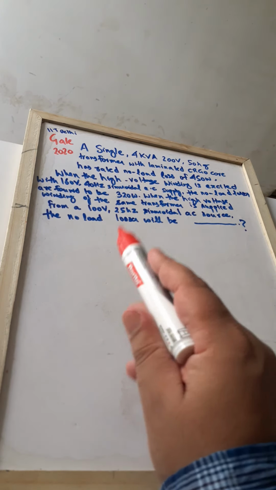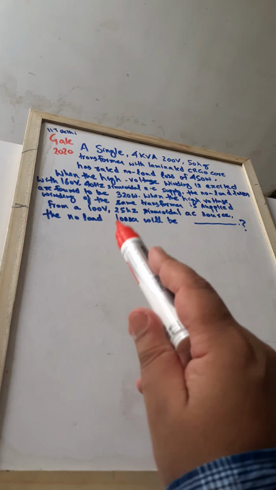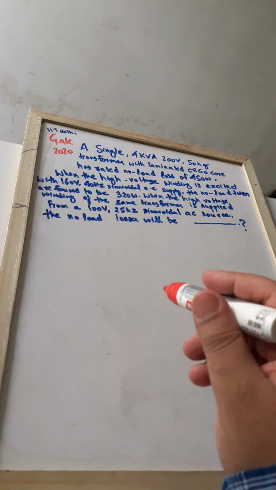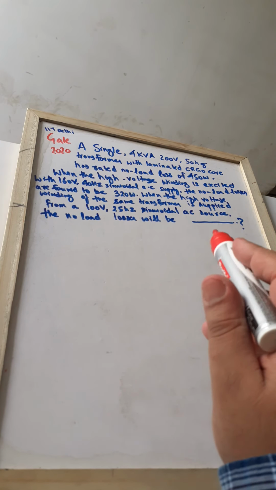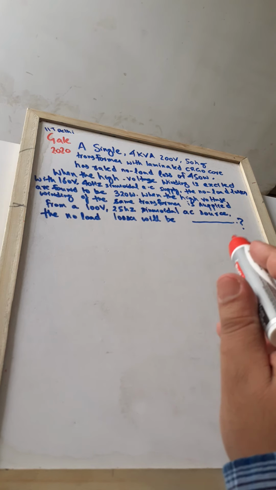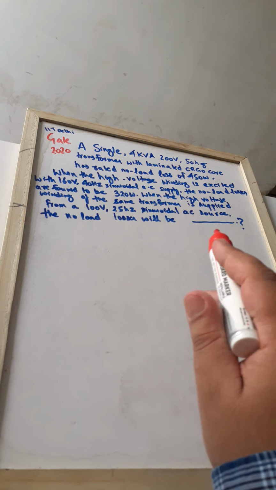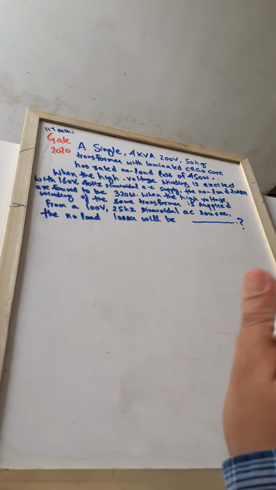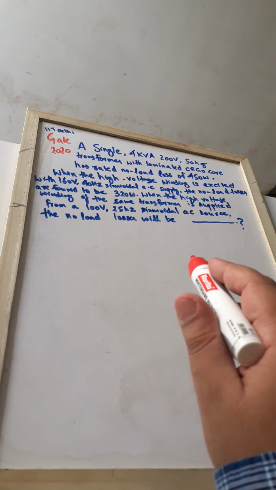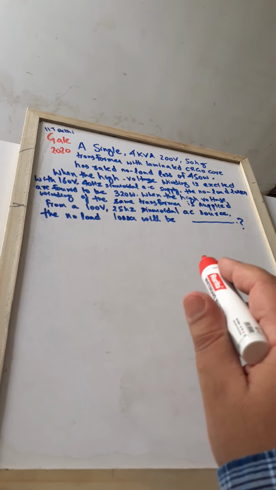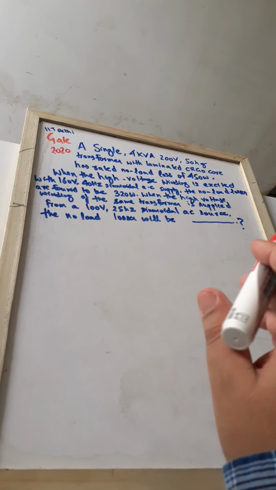We see a question has appeared in IIT Delhi GATE 2020, which was recently conducted. It reads: a single phase 4 kVA, 200 volt, 50 hertz transformer with laminated CRGO core has the rated no load loss of 440 watts. When the high voltage winding is excited with a 160 volt, 40 Hz sinusoidal AC supply, the no load losses are found to be 320 watts.